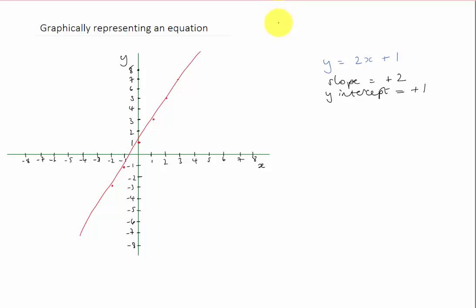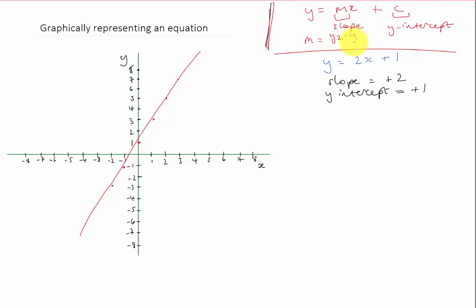So the general equation is y equals mx plus c, where m is equal to the slope of the line and c is equal to the y-intercept. So that allows us to describe any line. In fact, let's just write a little definition of the slope in here as well. So m is equal to y2 minus y1 over x2 minus x1.